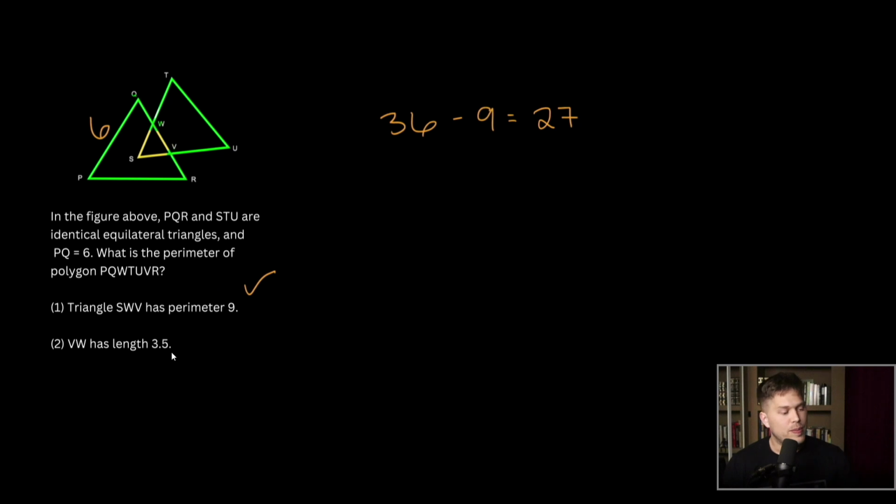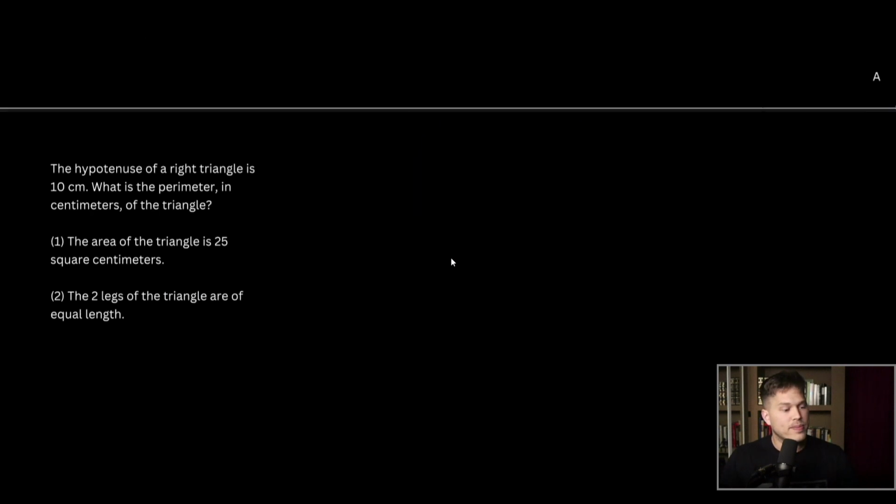What about statement 2? Statement 2 says VW has a length of 3.5. Okay, if VW has a length of 3.5, that is enough info to tell me what QW is and what VR is. However, it doesn't give me any insight into what SV is or what SW is. Therefore, statement 2 is not sufficient to answer the question. So our answer here is just going to be answer choice A. Statement 1 alone is sufficient to answer this question.